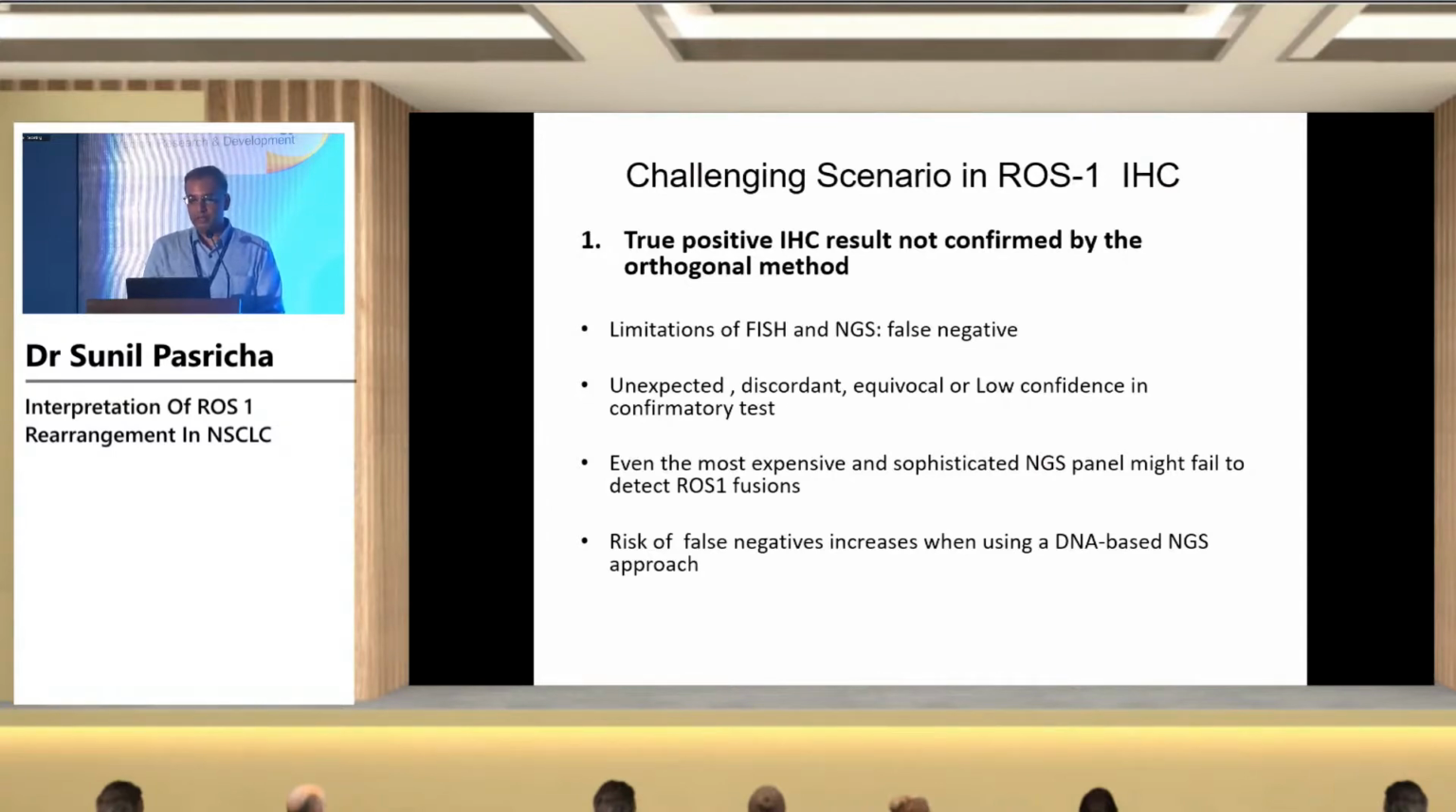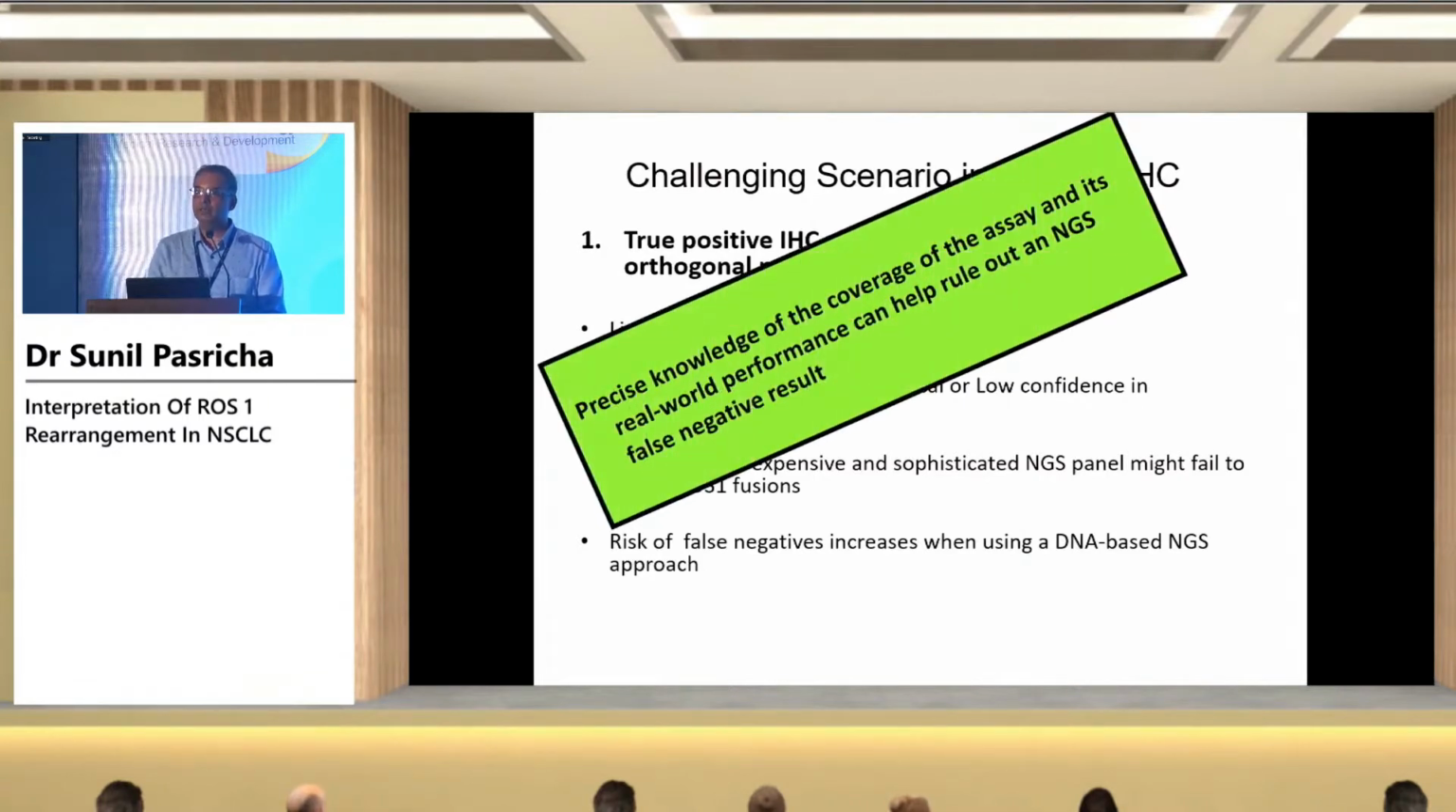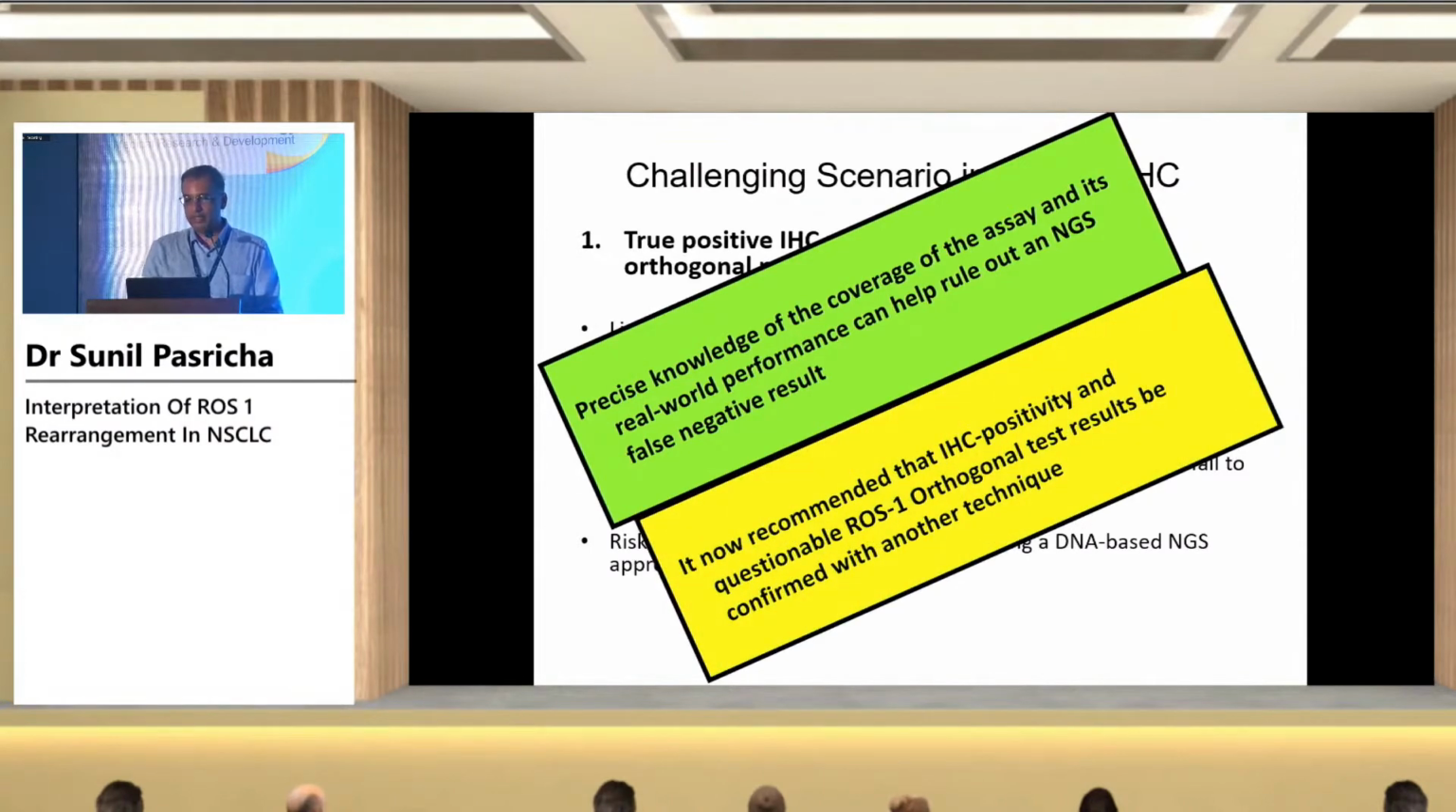That can be attributed to the limitations of FISH and NGS because they can be false negative. Or you can have an unexpected discordant, equivocal, or low confidence result in a confirmatory test. Even the most expensive and sophisticated NGS panel might fail to detect the fusion, and the risk of false negative increases when a DNA-based NGS approach is used. So precise knowledge of the coverage of the assay and its real-world performance can help to rule out an NGS false negative result. And it is now recommended that IHC positivity and a questionable ROS1 orthogonal test result be confirmed with another technique.